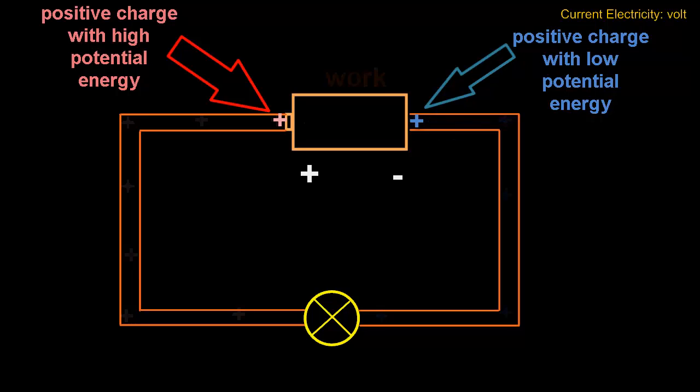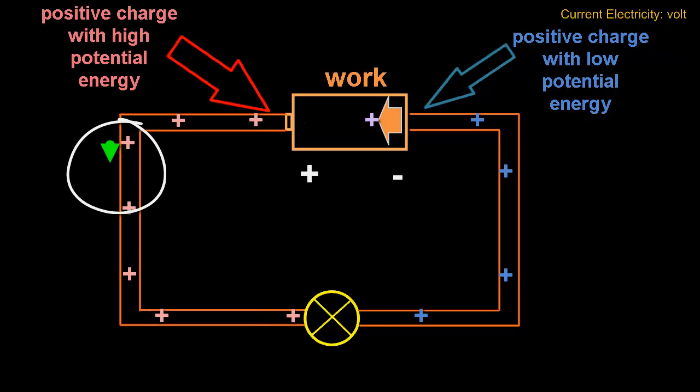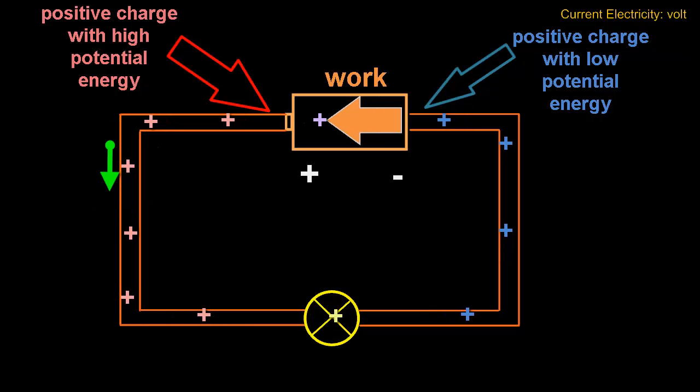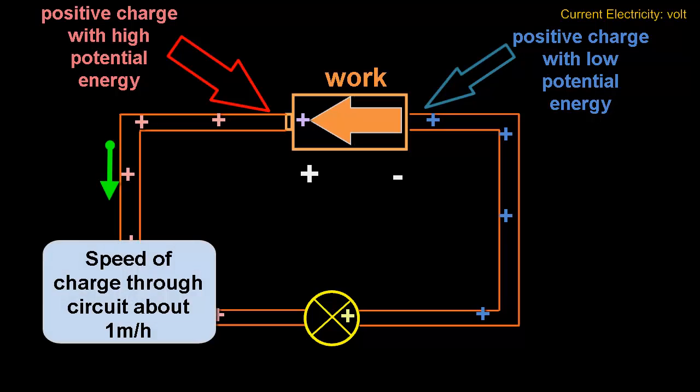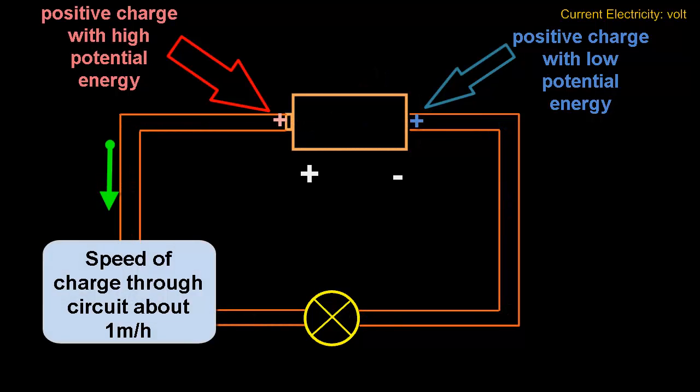Work now has to be done on that charge to move it to a location of high potential energy at the positive terminal. Notice also that the drift of the charge through the circuit is rather slow, about 1 metre per hour. Yes, you heard that correctly, 1 metre per hour.